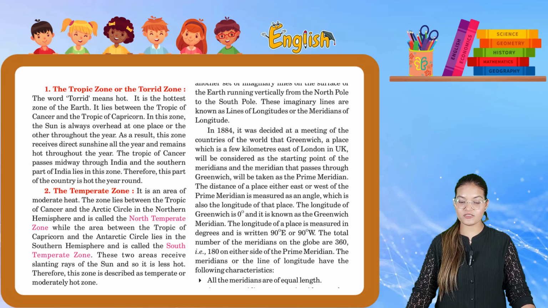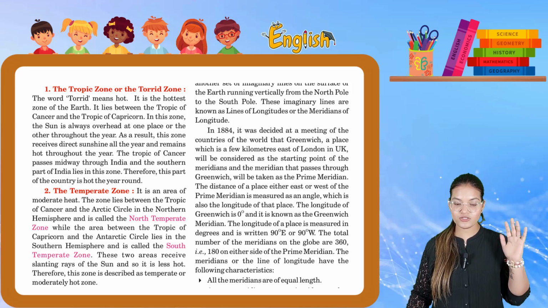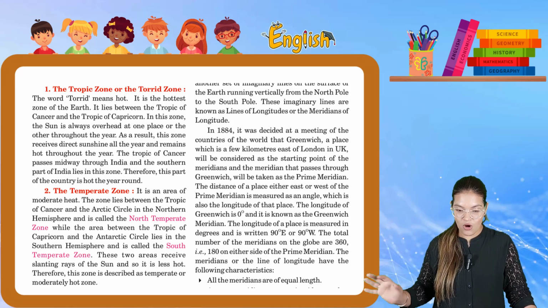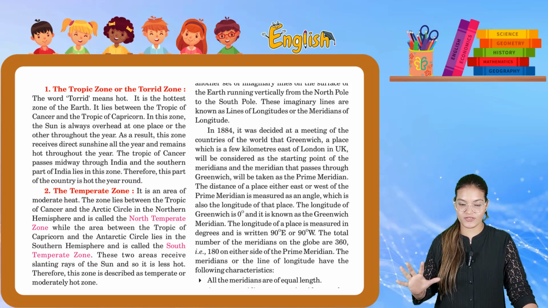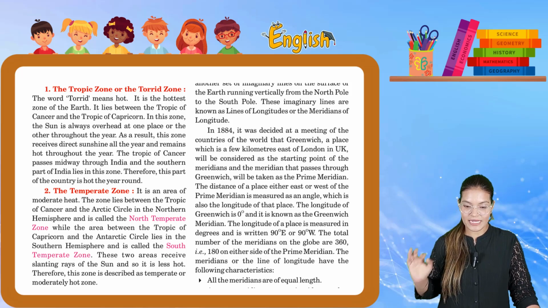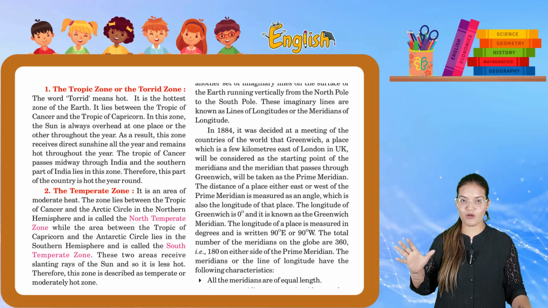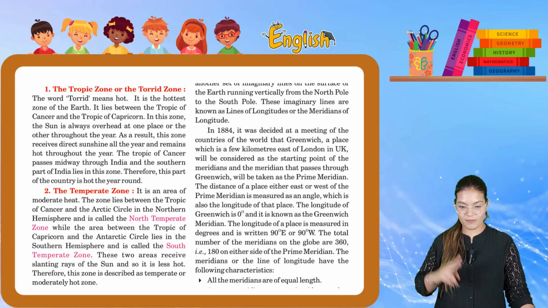the tropic zone or the torrid zone. First, what is that? Tropic zone and the torrid zone. The word torrid means hot. It is the hottest zone of the earth. ठीक है, सबसे गर्म. It lies between the tropic of Cancer and the tropic of Capricorn. दो के बीच में lie करता है.